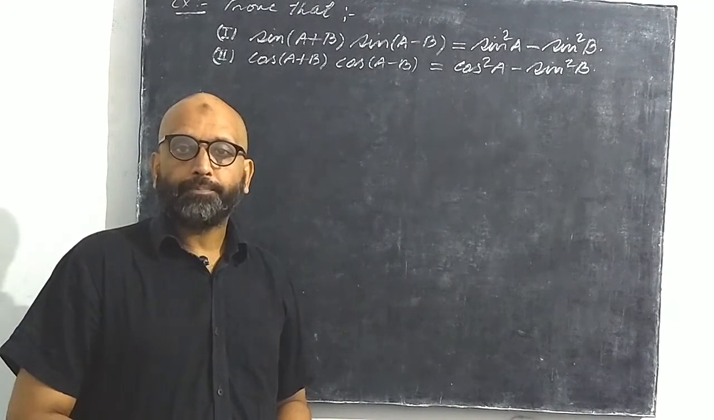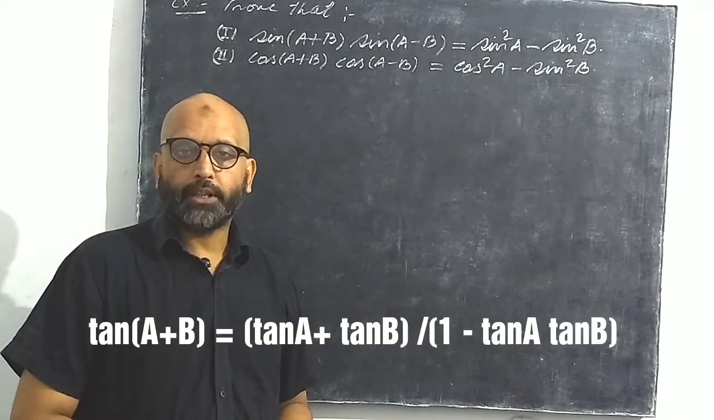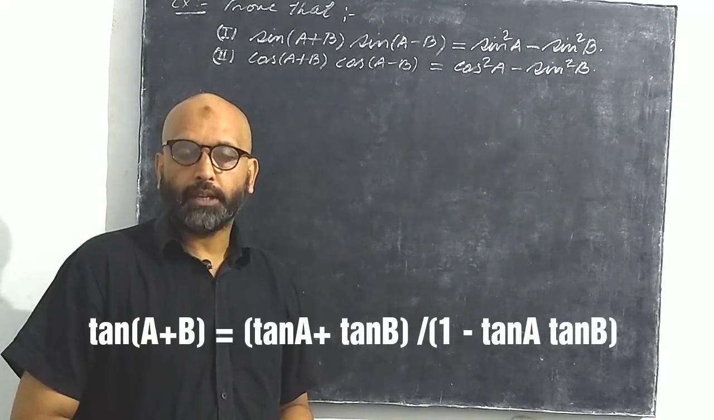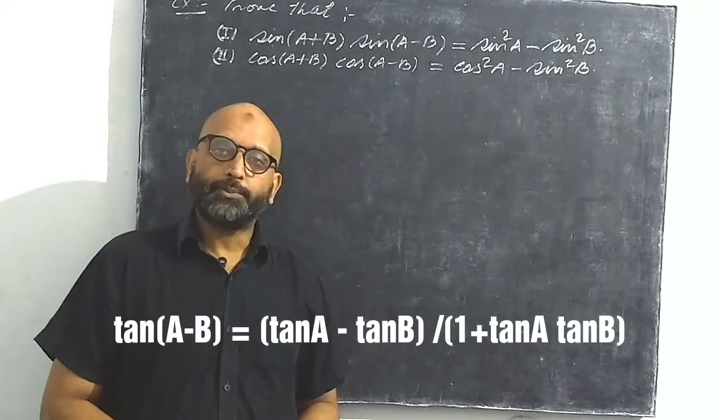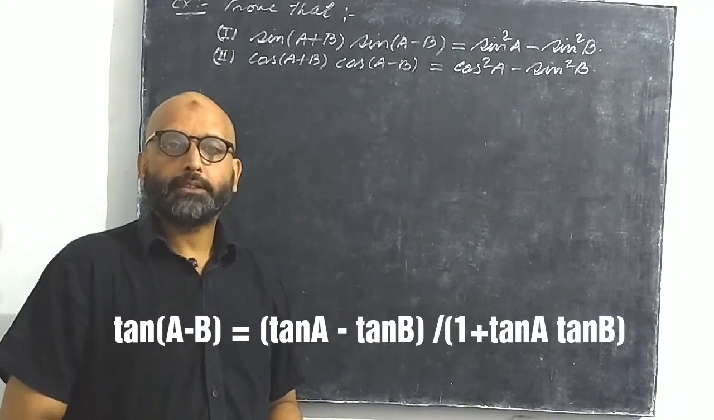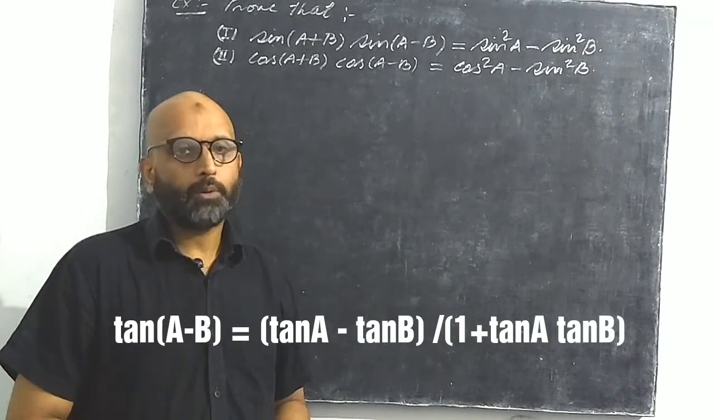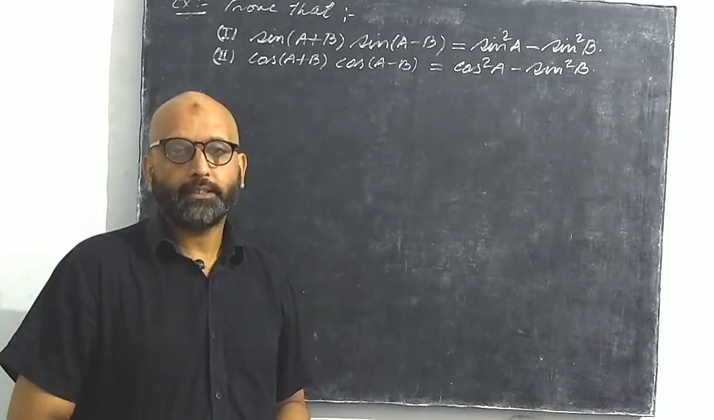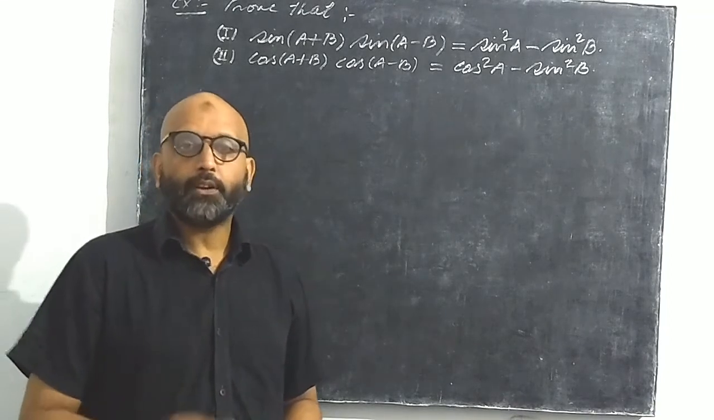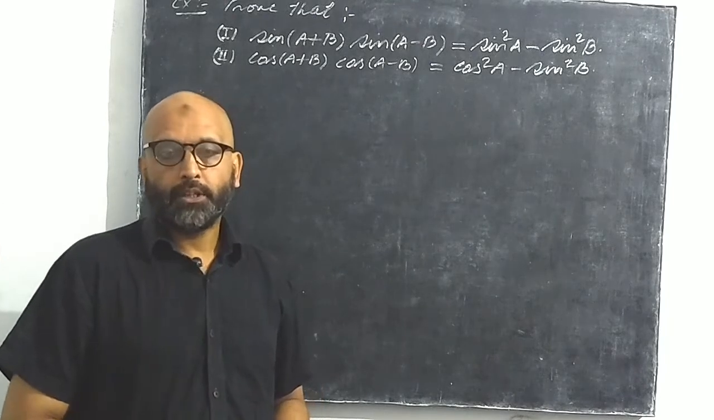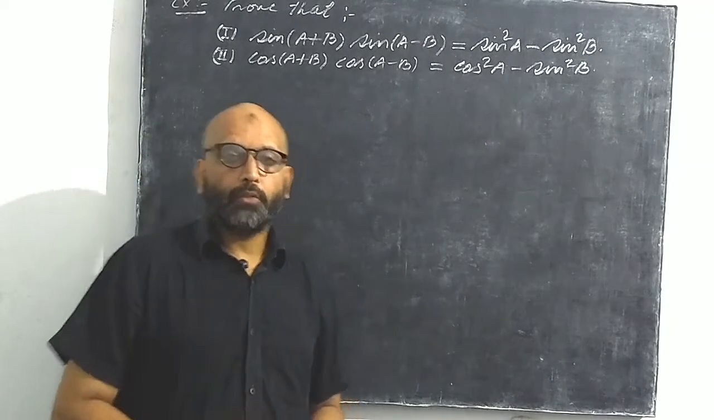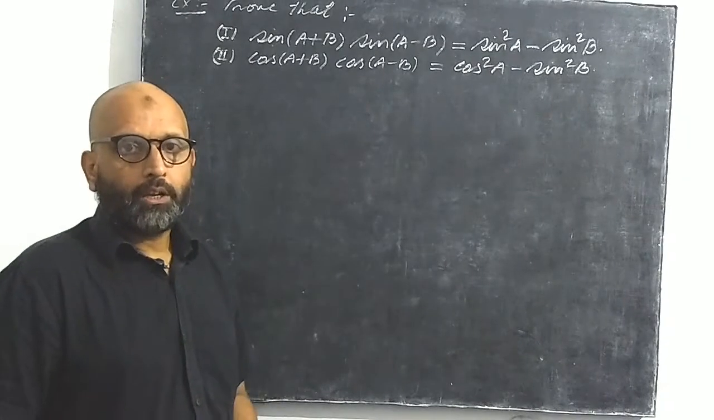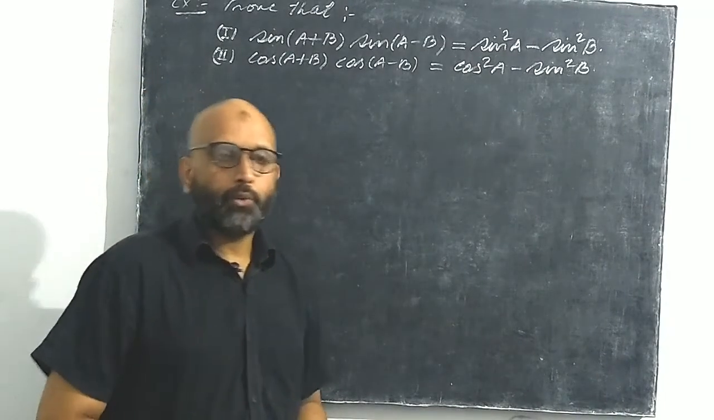tan(A+B) is equal to (tan A plus tan B) upon (1 minus tan A tan B), and tan(A−B) is equal to (tan A minus tan B) upon (1 plus tan A tan B). These are called addition and subtraction trigonometrical formulae. So we are going to solve some of the sums based on these formulae.